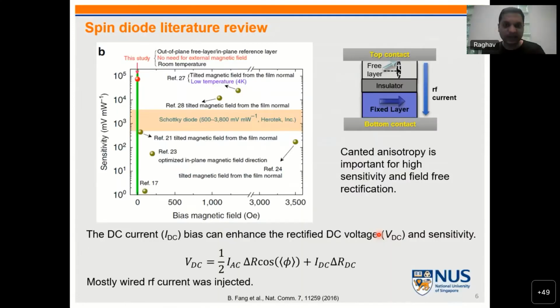So coming to some spin diode literature reviews. Recently, people have shown that these spin diodes can have high sensitivity and maybe higher rectified voltage than the Schottky diodes. But for that, they use this tilted kind of anisotropy, which is very useful for high sensitivity, because you can excite a very high precession angle, and also very good for this field-free rectification. And also by this equation, if we add the DC bias, you can increase the sensitivity as well as the rectification voltage of these devices.